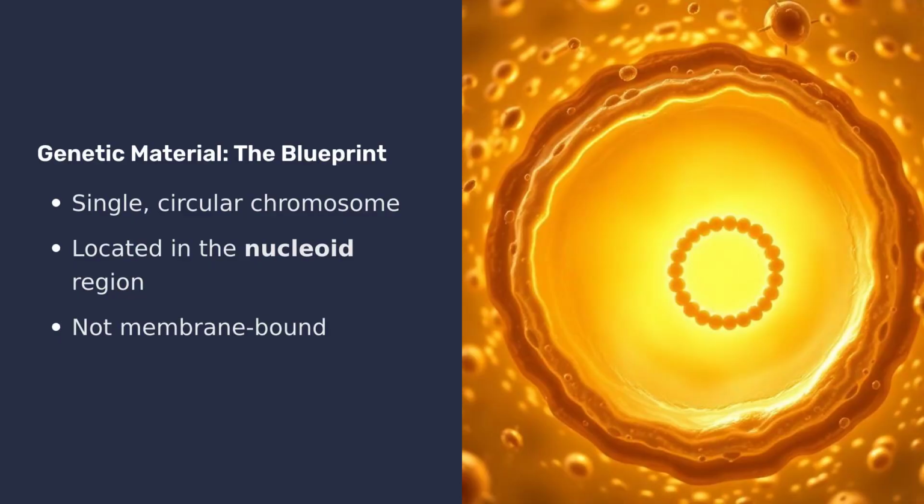Now, let's turn our attention to the genetic material, the cell's blueprint of life. In prokaryotic cells, the main genetic material is typically a single, circular chromosome. Unlike eukaryotic cells, this DNA is not enclosed within a membrane-bound nucleus. Instead, it's concentrated in a distinct, irregularly shaped region of the cytoplasm called the nucleoid.